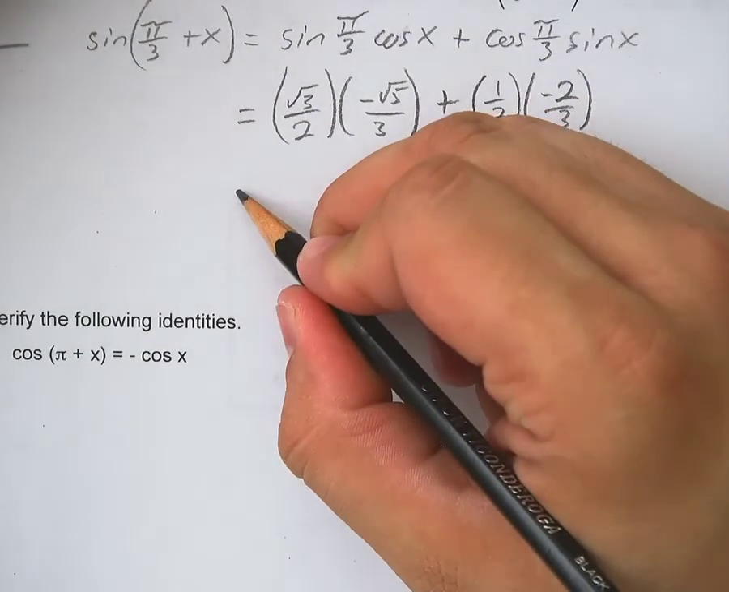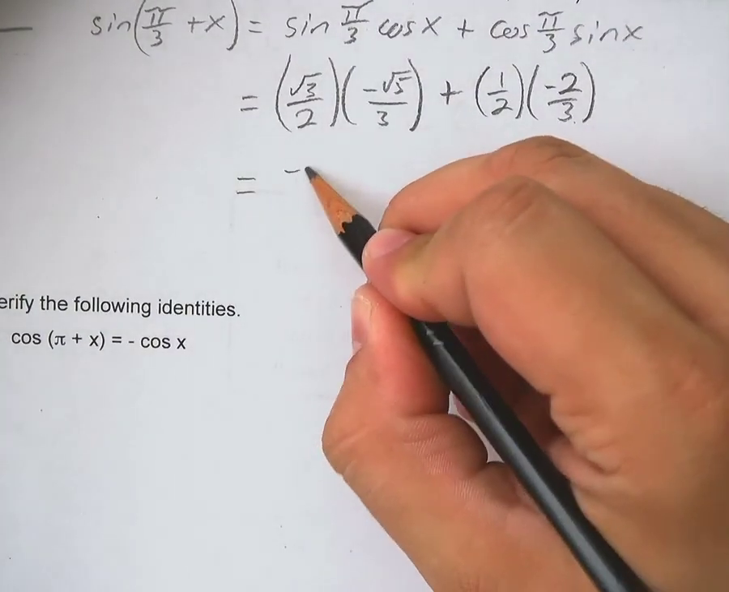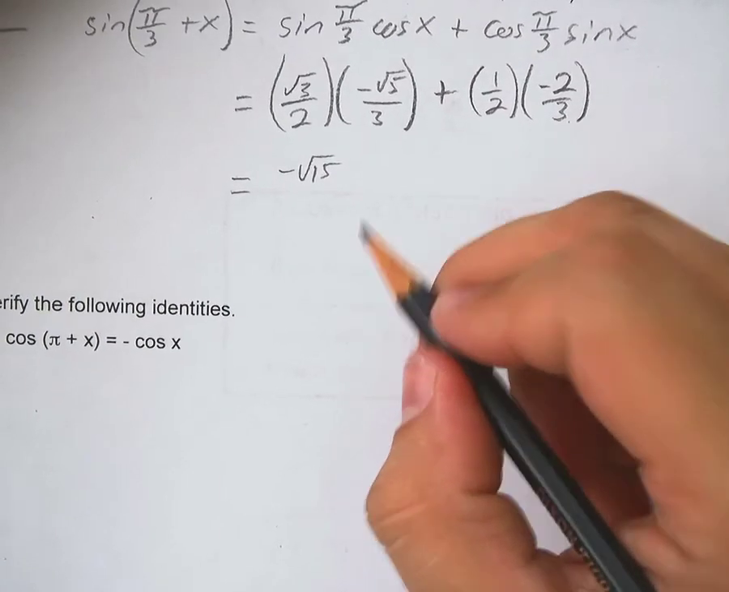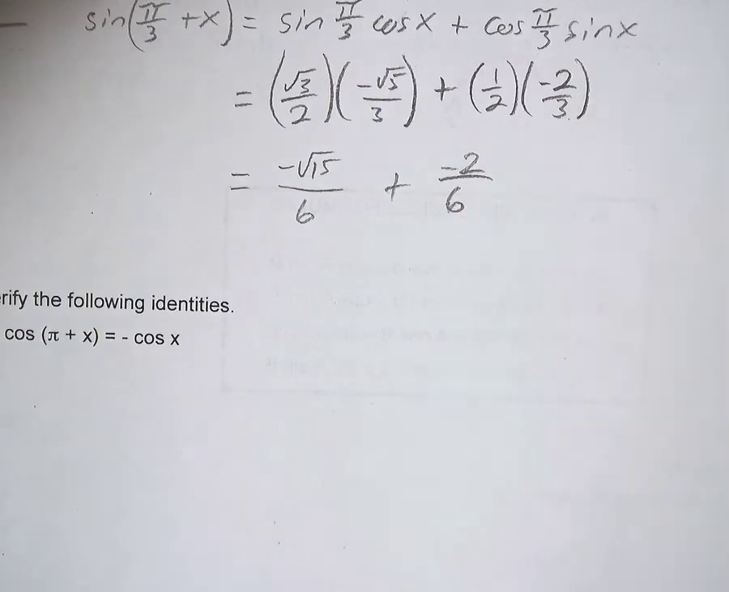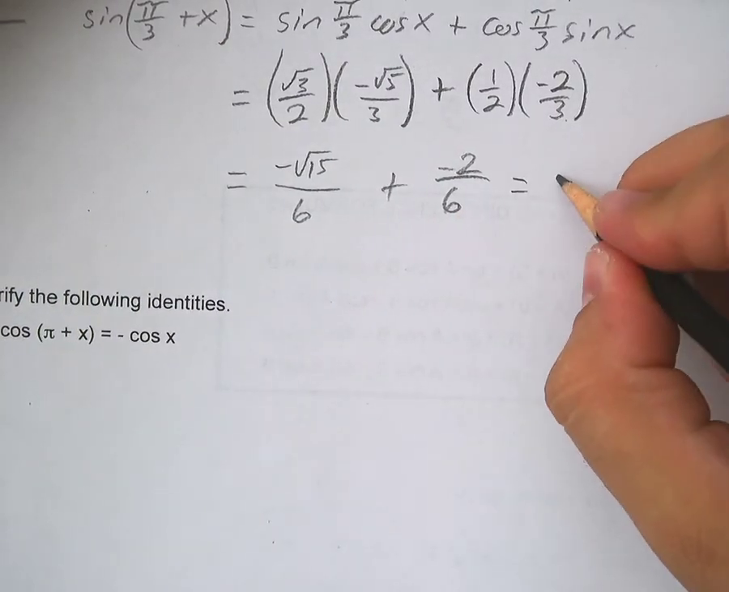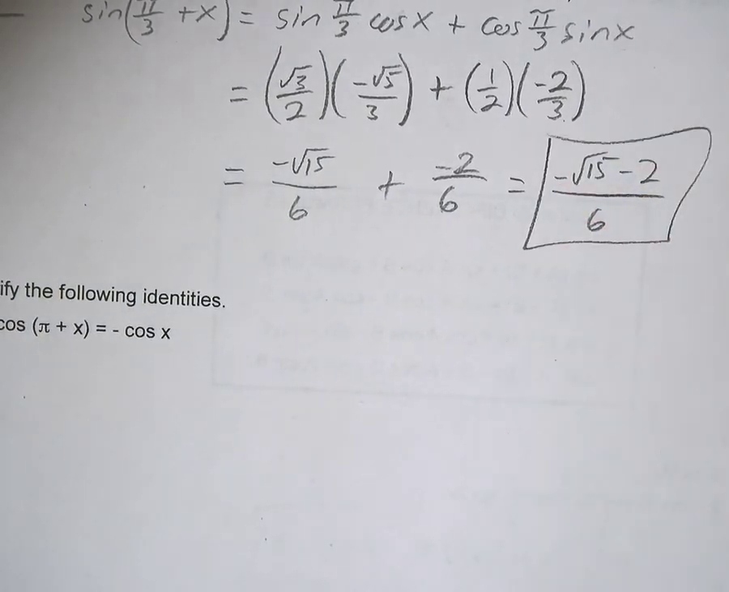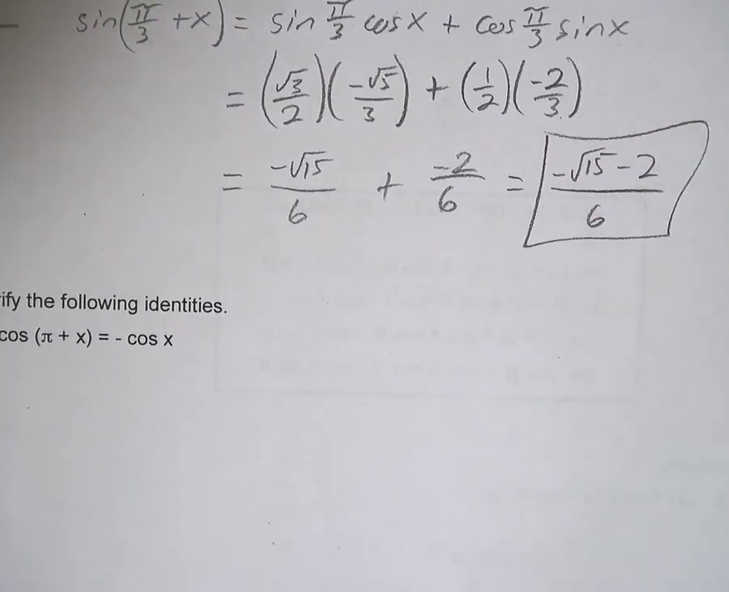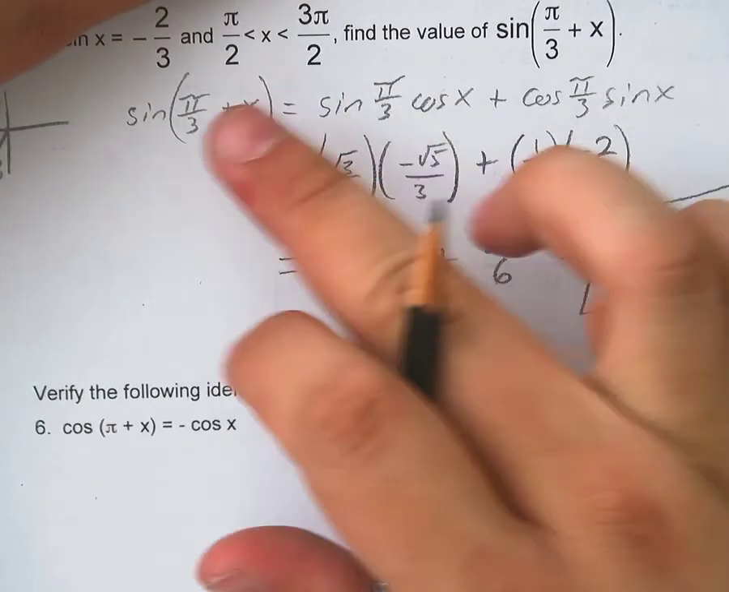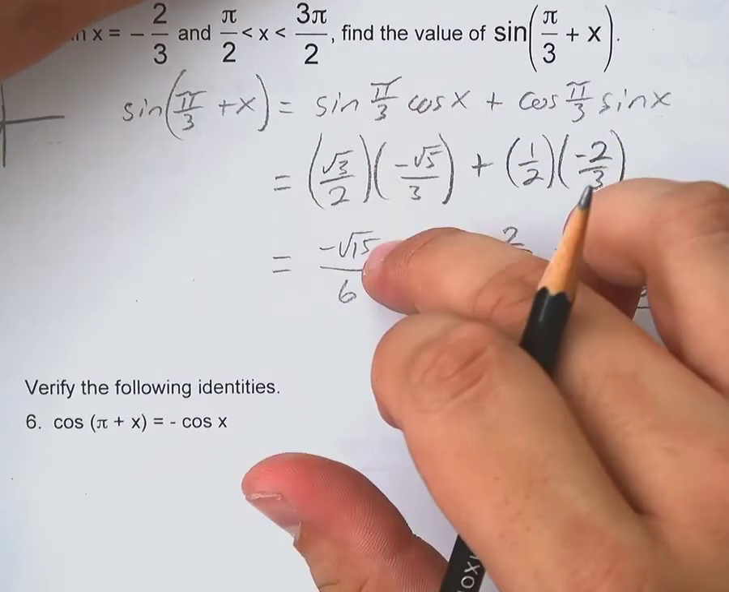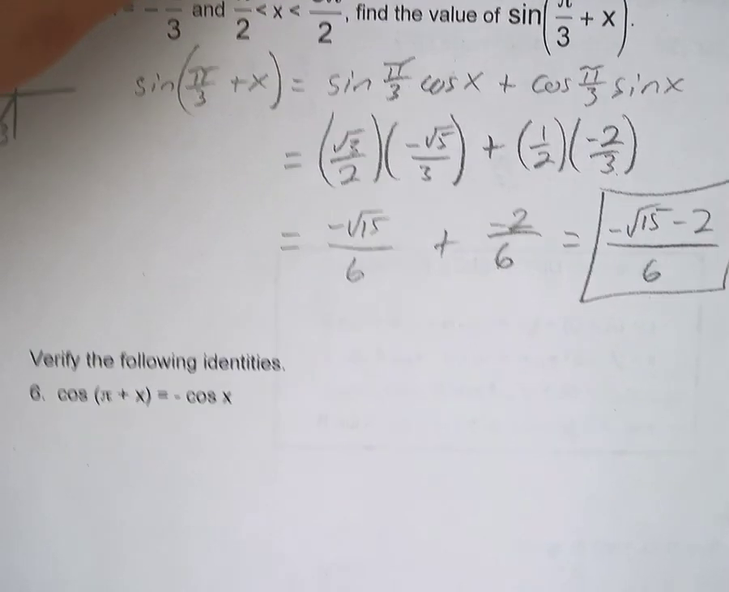Combined together, what would this be? Negative square root of 15, multiply the insides there, over 6, plus negative 2 over 6, which is negative square root of 15 minus 2 over 6. Just like that. So the only new thing here is the expanding it. Expand it, plug in. All right.